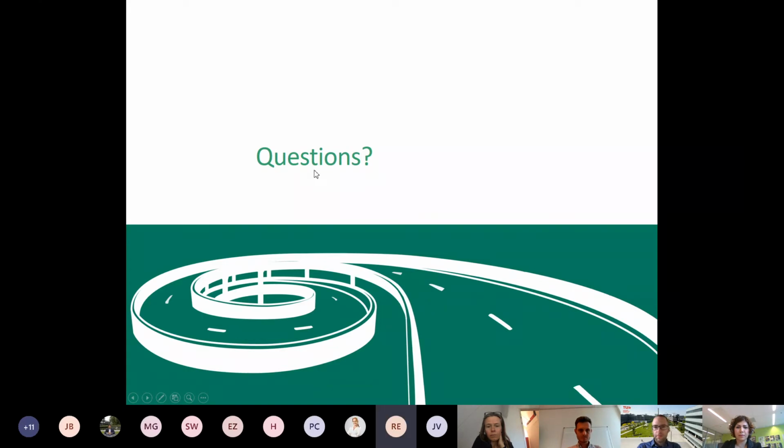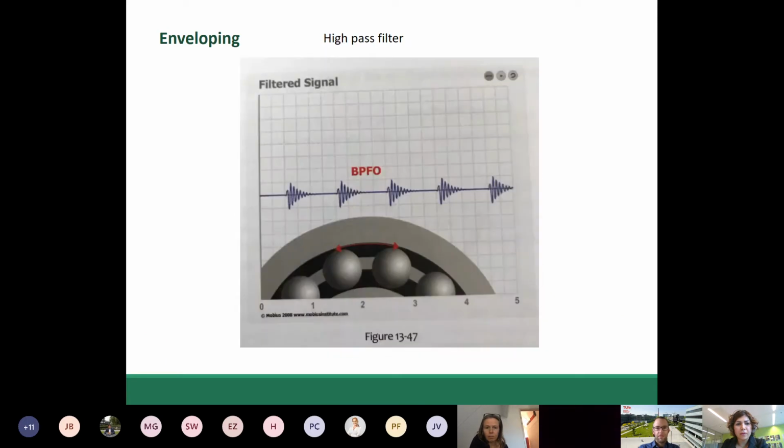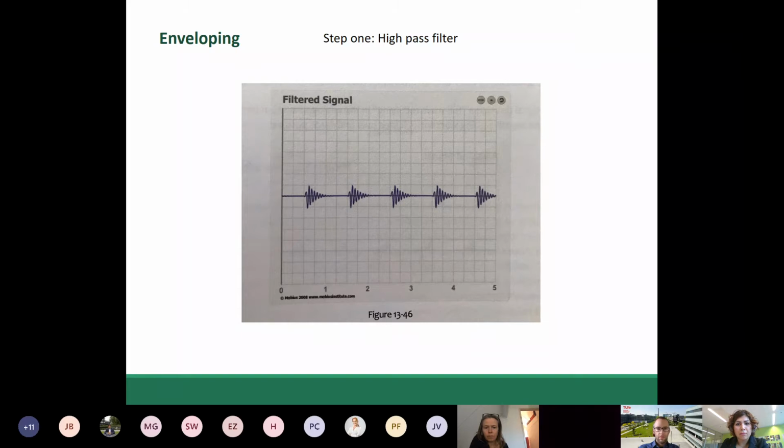Yes, I had one. I was wondering, where is the sensor usually mounted on the ball bearing? What was the question? Where is the sensor mounted on the bearing? For this example? Mm-hmm. That I don't know. These were just the results of the source that I used to have these plots. It didn't have information about where it had been installed.